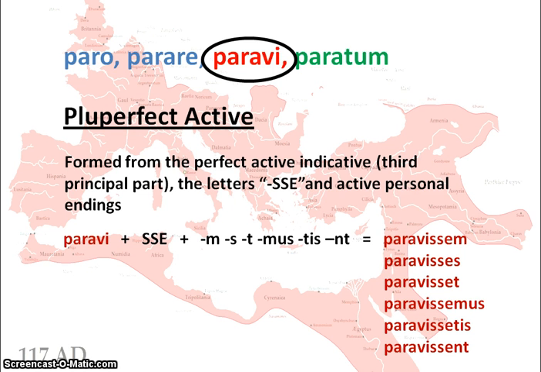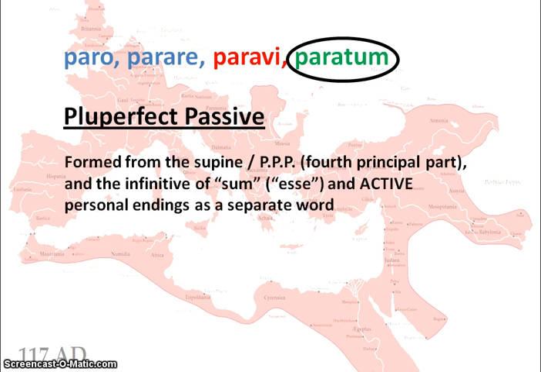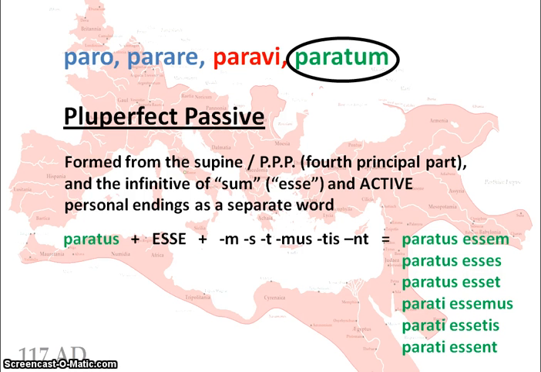Now the pluperfect passive subjunctive is slightly different in that it's actually two separate words that are going to change. It's formed from the supine, or the PPP, the fourth principal part, and to this we add another word. We add the infinitive of sum, which is esse, followed by the active, note the active, not the passive, personal endings, and these are joined as a separate word. So we get paratus plus esse as a separate word with m joined on the end. So we get paratus essem, paratus esses, paratus esset. Note, however, in the plural that this us ending changes to parati essemus.